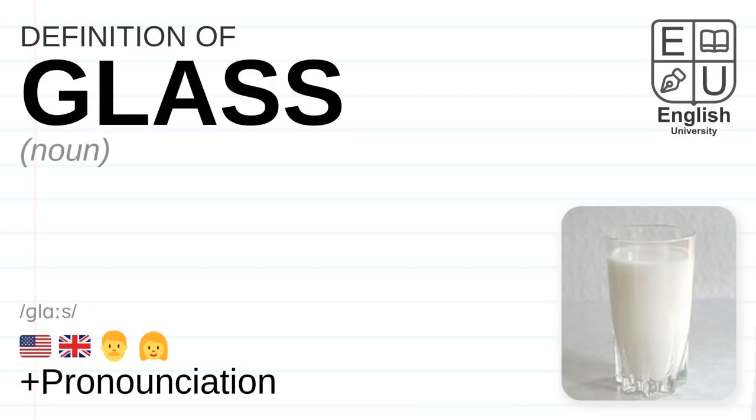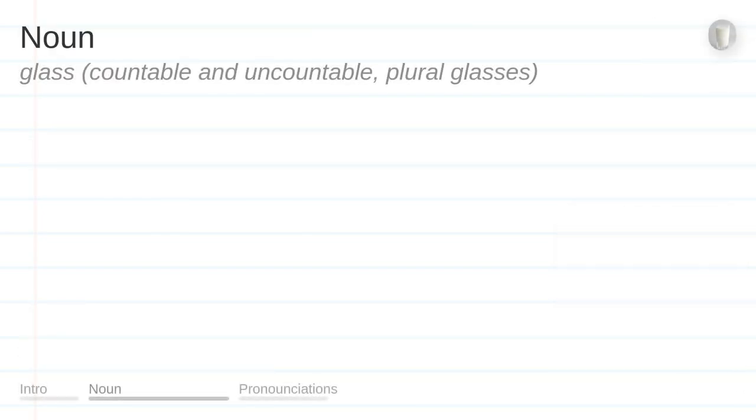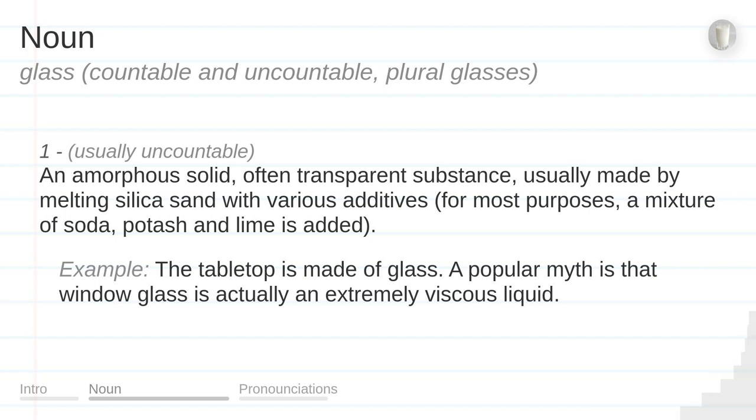Definition of the word glass. Noun. An amorphous solid, often transparent substance, usually made by melting silica sand with various additives. For most purposes, a mixture of soda, potash, and lime is added. Example. The tabletop is made of glass.